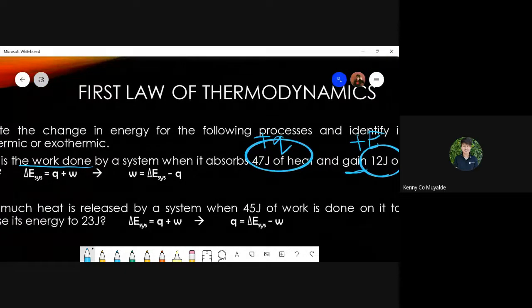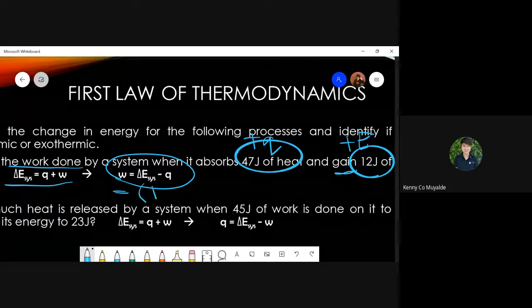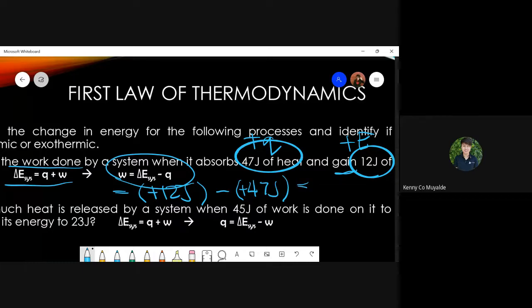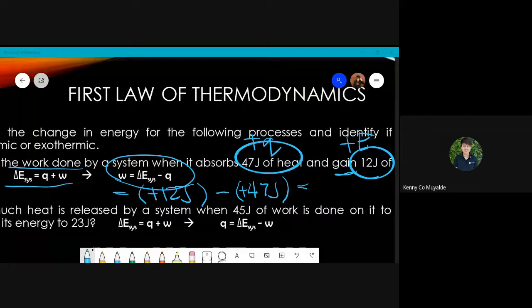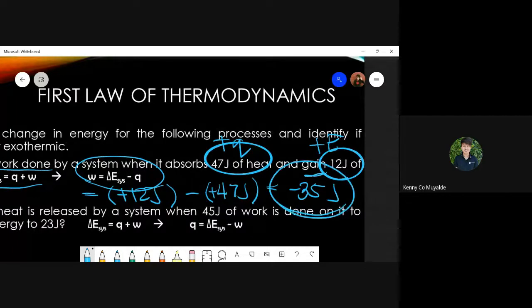So, if we're going to convert this, it will become this. Para makuha natin yung work, yung the total energy of the system, ibawas natin doon yung heat. So, the total energy of the system is positive 12 joules, and then minus the heat, which is positive 47 joules. So 12 minus positive 47 will be equal to, okay, tama. Tama si Shane, si Maxine, si Revelyn, si Christine. Negative 35 joules. So that means this is the amount of work.